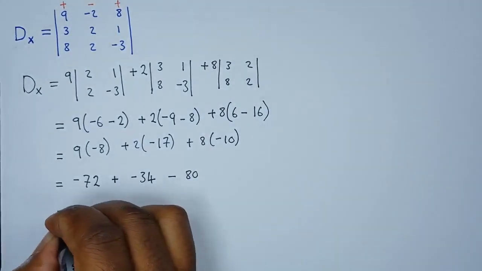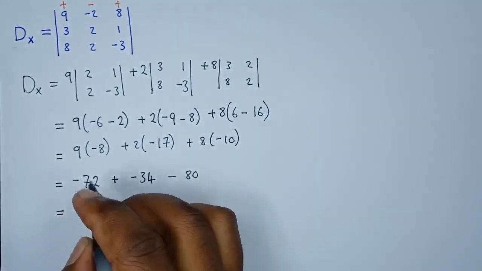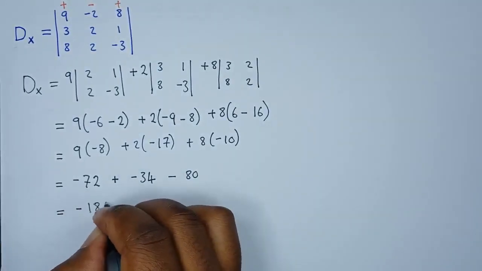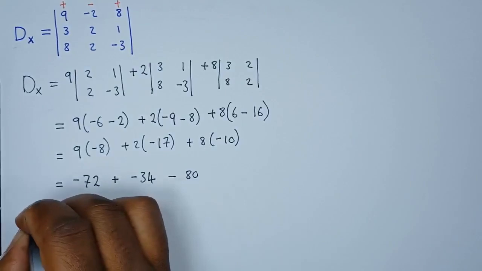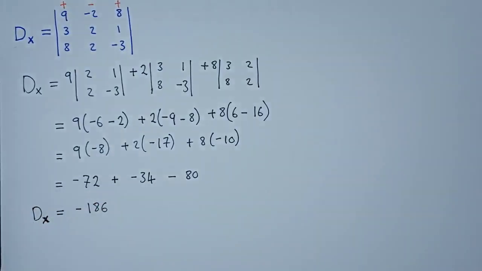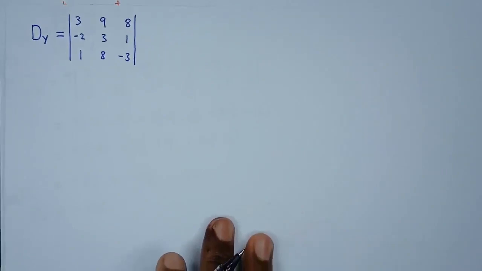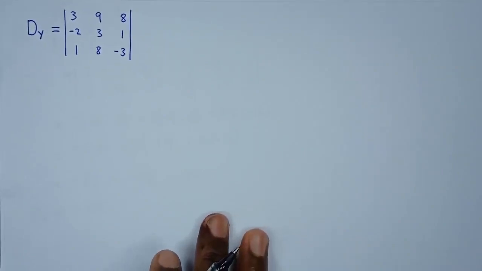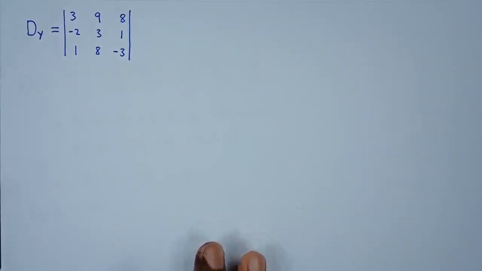So adding everything together should give us negative 186. So this is the value of dx. So we'll come and review everything. So let's go ahead and find the value of dy. So the matrix for dy is this one that we have here. So let's find the determinant as well.